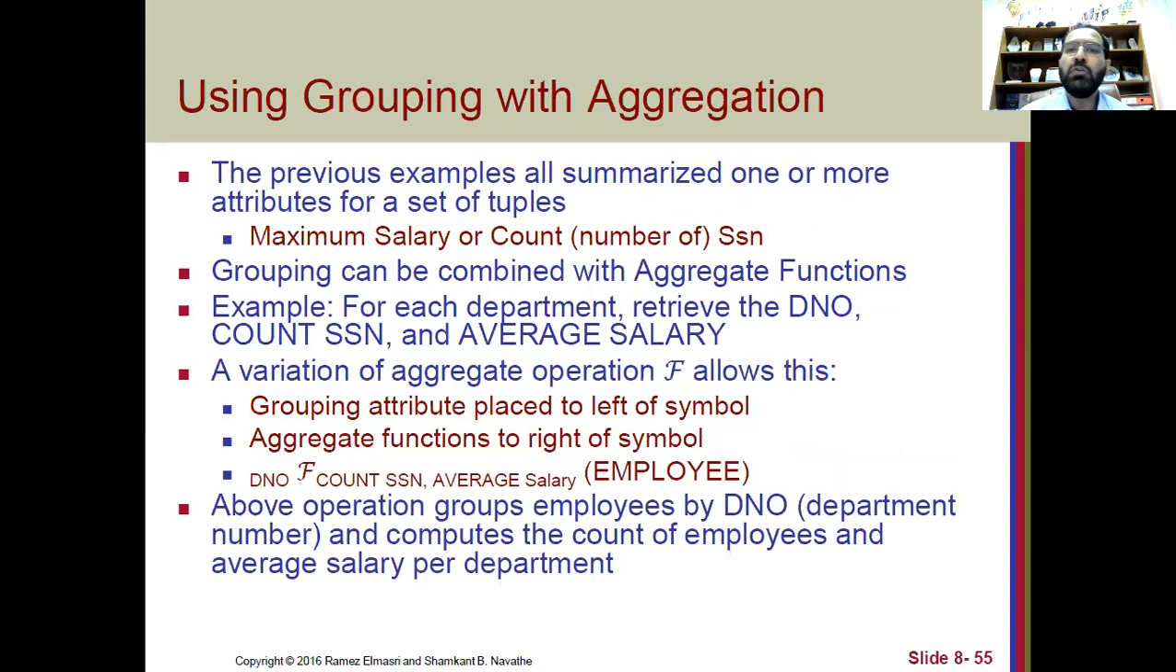So we can also use grouping with aggregation. We can combine these two things together. For example, the previous examples all summarize one or more attributes for a set of tuples, like maximum salary or a count. Grouping can be combined with aggregate functions. For example, you want to know the number of employees in each department. If you want to know that, it means you group the data with respect to the department.